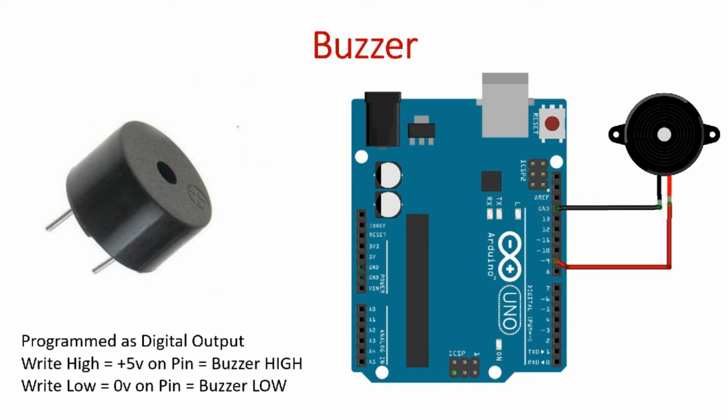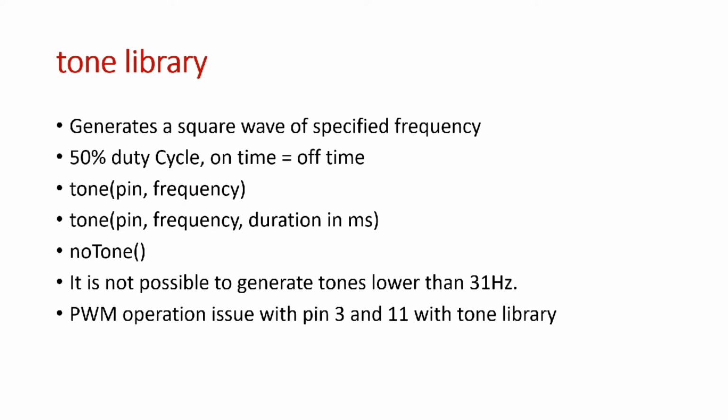Now, if you experiment with this high and low, with the on time and off time, or making it switch at a very fast rate, you can generate several tones. Arduino provides us with a tone library as well, which generates a square wave of a specified frequency on any pin of Arduino. The duty cycle, meaning the on time and off time ratio, is 50%. Means whatever signal we generate using the tone library, the on and off periods are always the same.